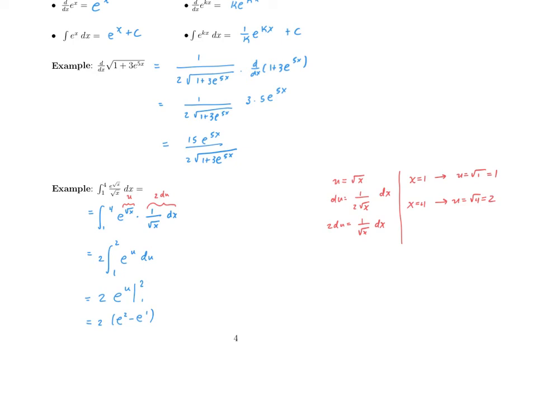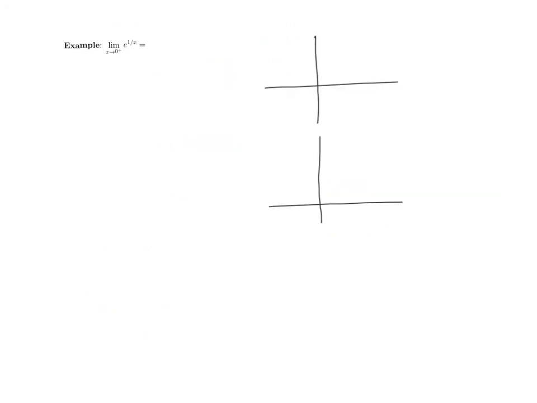Let's now look at one more example involving limits before we move on to explore properties of the natural log function. So for our final example, let's see if we can determine the limit as x approaches 0 from the right of the function e to the 1 over x.